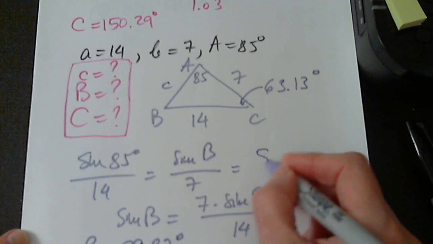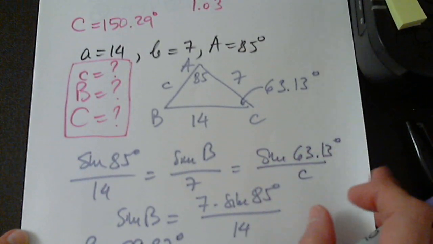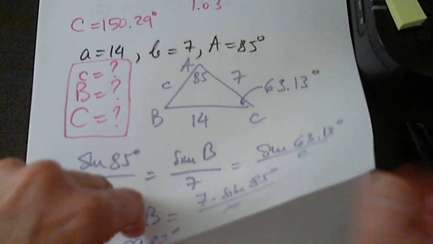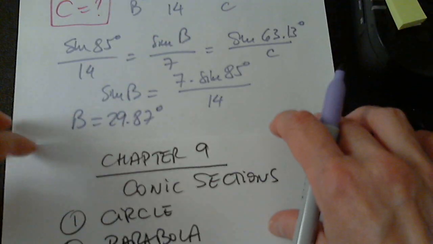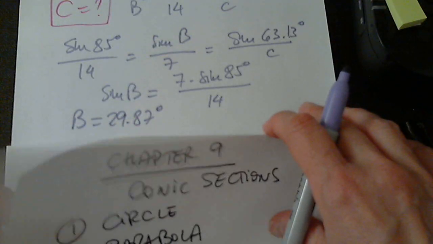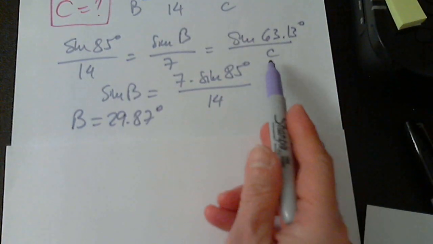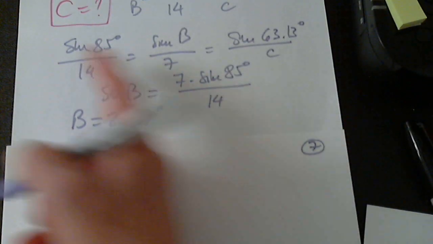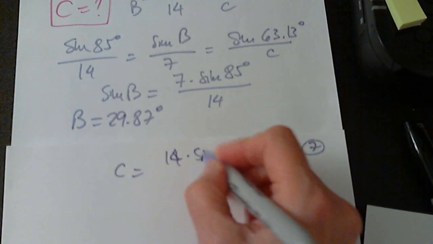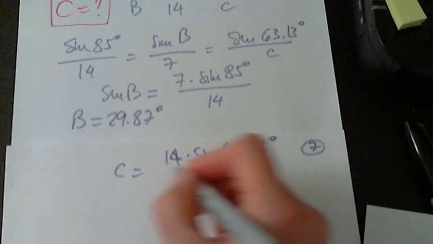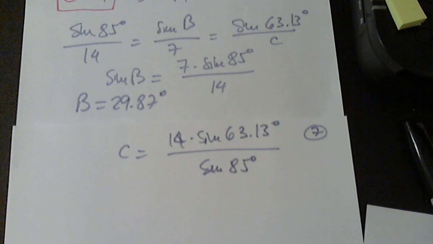So I will write here that sine 63.13 degrees divided by C. And therefore, I have that C. I already wrote this. I shouldn't have, but I did. So then in order to determine C, I have C times sine. So C equals 14 times sine 63.13. Everything divided by sine 85 degrees. And that's my C, and I'm done.